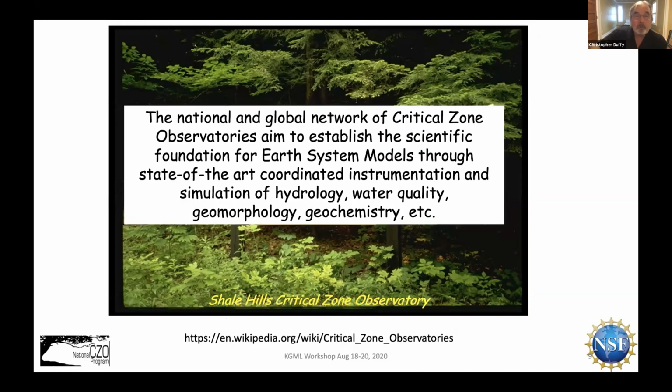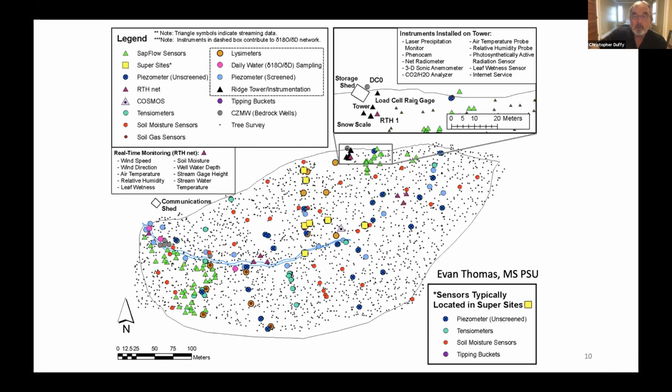The Critical Zone Observatories are a national and even a global network of observatories where Earth system models are being instrumented and simulation models are implemented and developed on hydrology, water quality, geochemistry, geomorphology, etc. The Shale Hills experiment is only 8 hectares, and these are all sample sites. The little tiny dots are where the ecologists went out and did biomass estimates and tree height measurements. It's a forested site, and they measured all the trees for their mass and height and other characteristics.